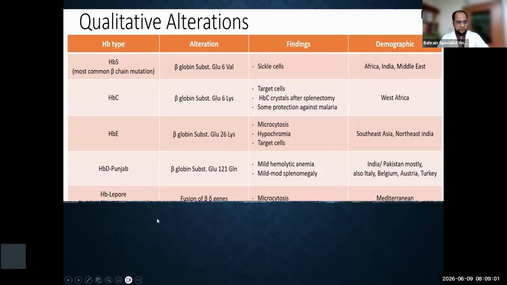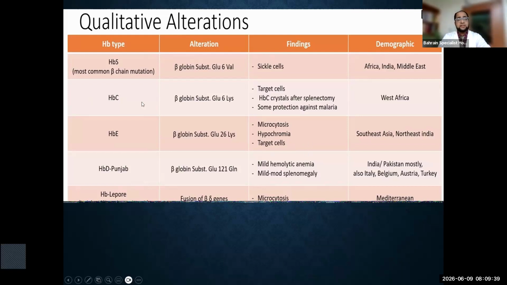Coming to the various types of qualitative alterations. Most common is HBS. What is happening is there is substitution of glutamic acid to valine at position 6, and on peripheral smear we see sickle cells. Similarly, in HBC, there is shift from glutamic acid to lysine at position 6. Target cells are actually seen in all types of hemoglobinopathies. They are not specific to any particular type. I mean to say beta thalassemia or sickle cell or any other hemoglobinopathy can show target cells.